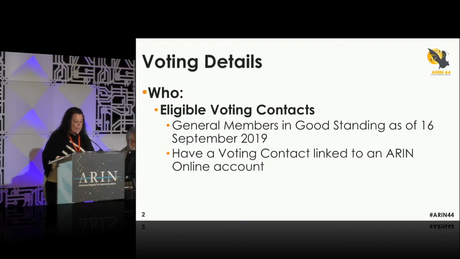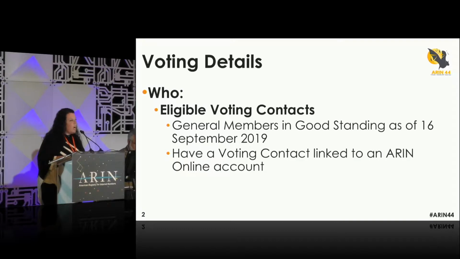Now I'm going to highlight key voting details. To be eligible to participate in this year's elections, an organization must be a general member in good standing. This includes no outstanding invoices, and as of this year's voter eligibility deadline, which was September the 16th, an organization must also have designated an individual as a voting contact who has an ARIN online account.